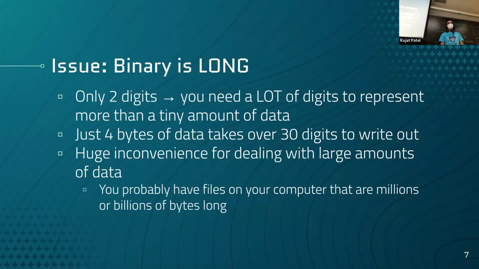So the issue with binary is that it gets really, really long really quickly. Since there are only 2 digits, you need a lot more digits to represent more than a tiny amount of data. For example, just 4 bytes of data already takes over 30 binary digits to write out. You can imagine this is a huge inconvenience for dealing with large amounts of data. You probably have files on your computer that are millions or billions of bytes long, which is a lot.